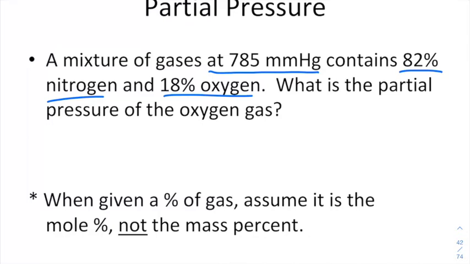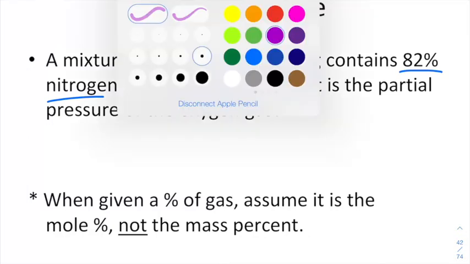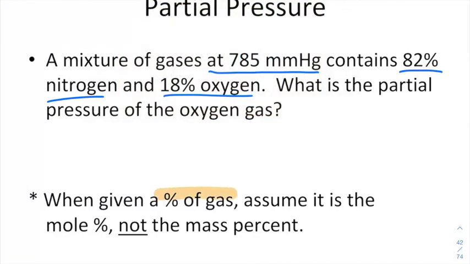And there's a notation down at the bottom, and that is whenever you're given the percent of a gas, we're going to assume it is a mole percent, not a mass percent, because it's really hard to find the mass of a gas. So it would be very unusual to see a percent by mass of a gas. So again, if you see a percent of a gas, assume it to be a mole percent.